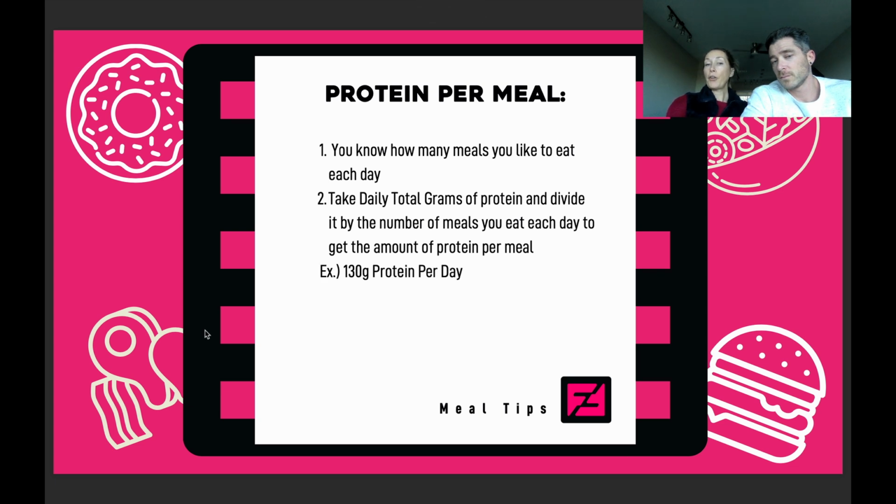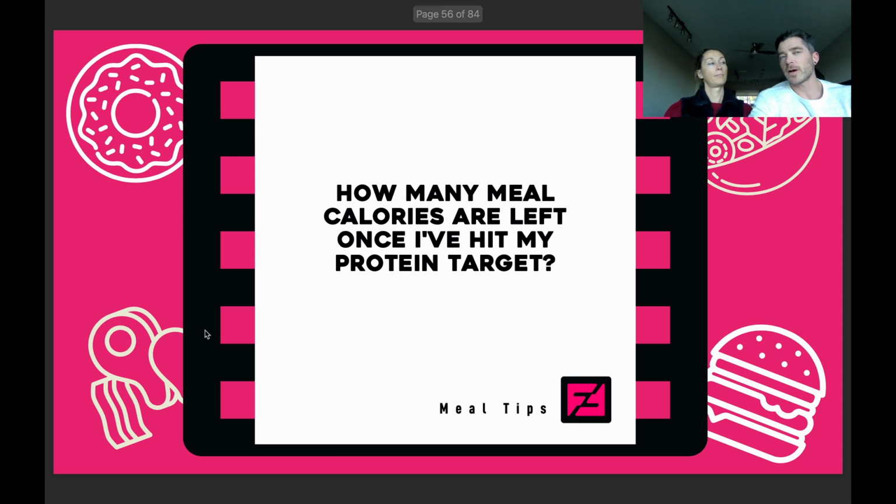If we have 130 grams of protein per day, and we're eating 3 meals per day, we do 130 divided by 3, and it's around 40 to 45 grams of protein per meal that we want to shoot for. So it's a similar process to calculating everything when you did your calories. All right, cool. This is just prioritizing protein.